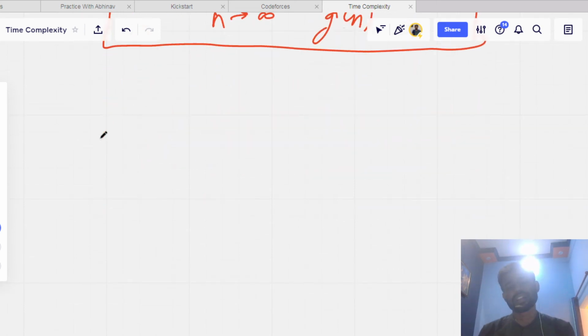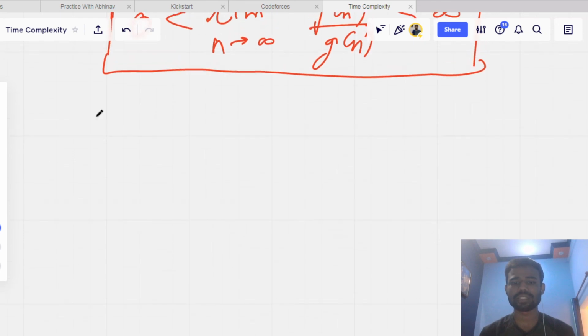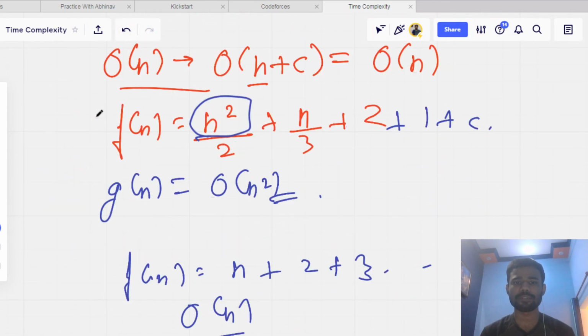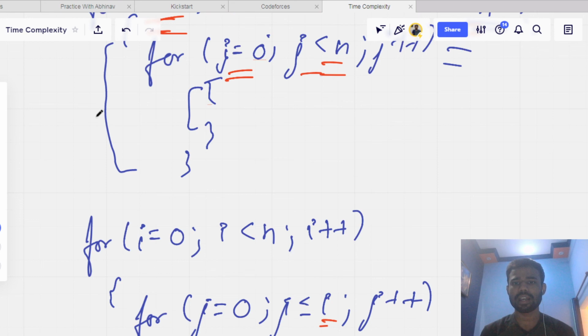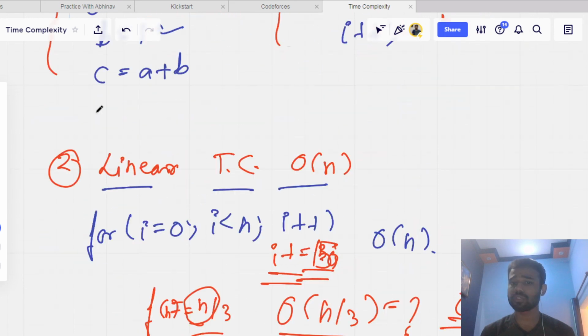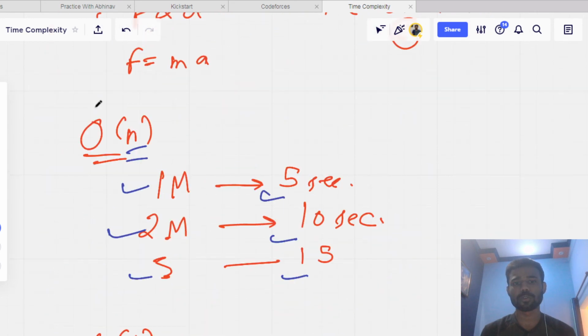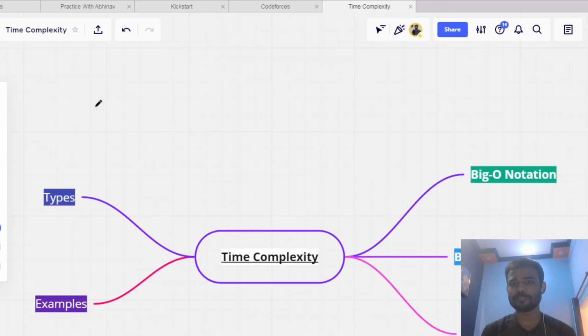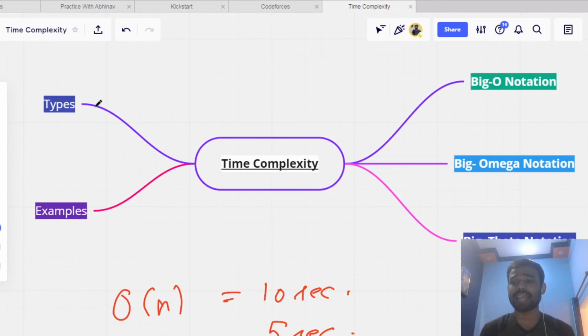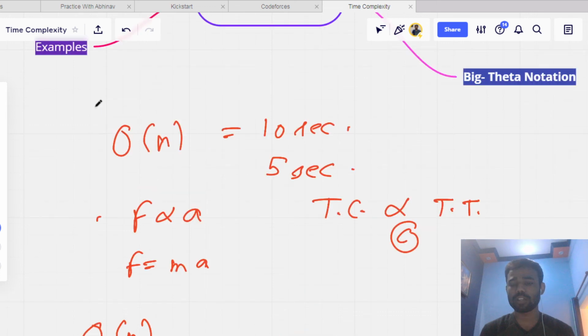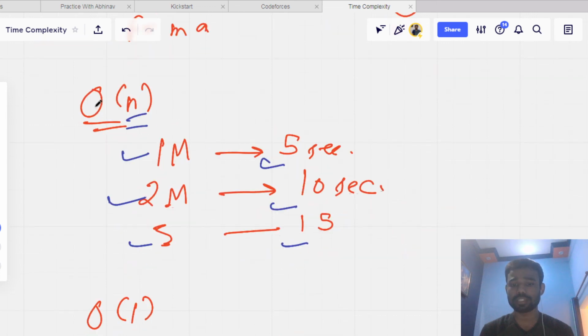So this is all about time complexity basically. I think I have told you everything about time complexity, the notations, big O notation, big sigma notation, and some examples also. So your task is to find some functions and try to find their time complexity.